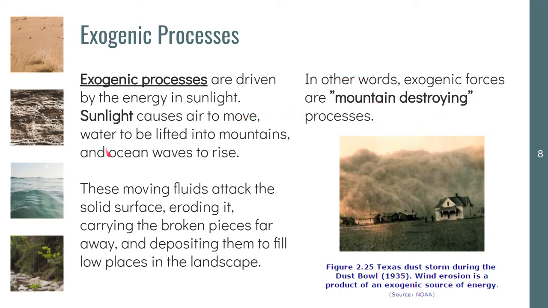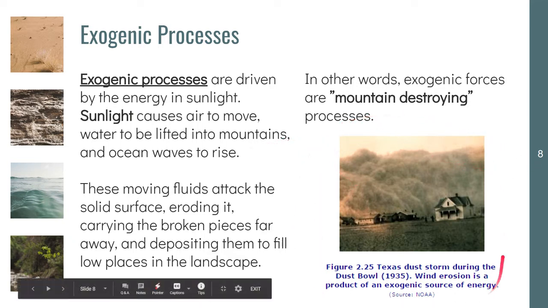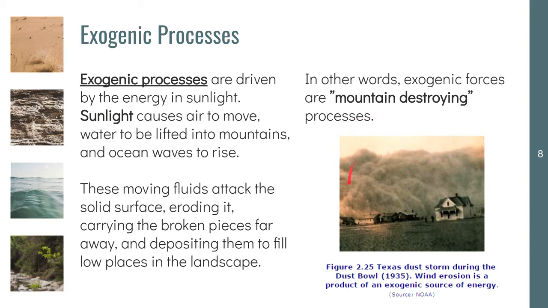They break down mountains, they break down huge chunks of rocks into smaller particles. For example, here at a dust storm. So wind erosion is one example of exogenic processes. The formation of the wind, or the creation of the windstorm, is actually caused by sunlight, as it causes air to move along the atmosphere.